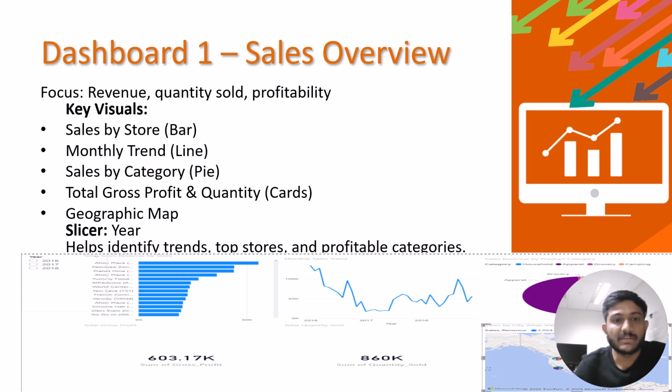This dashboard gives a broad view of overall sales. We used bar charts to show total sales by store, pie charts for product category sales share, and KPIs for total sales and total profit. A map visual helped us locate stores graphically. We also added a slicer for year so users can view yearly performance easily. This dashboard gives a clean overview of how sales vary across stores, categories, and locations.